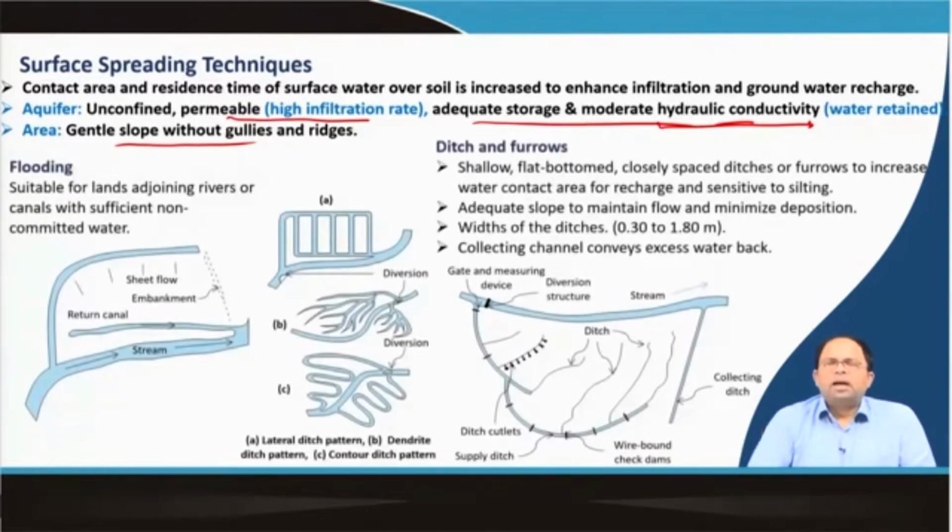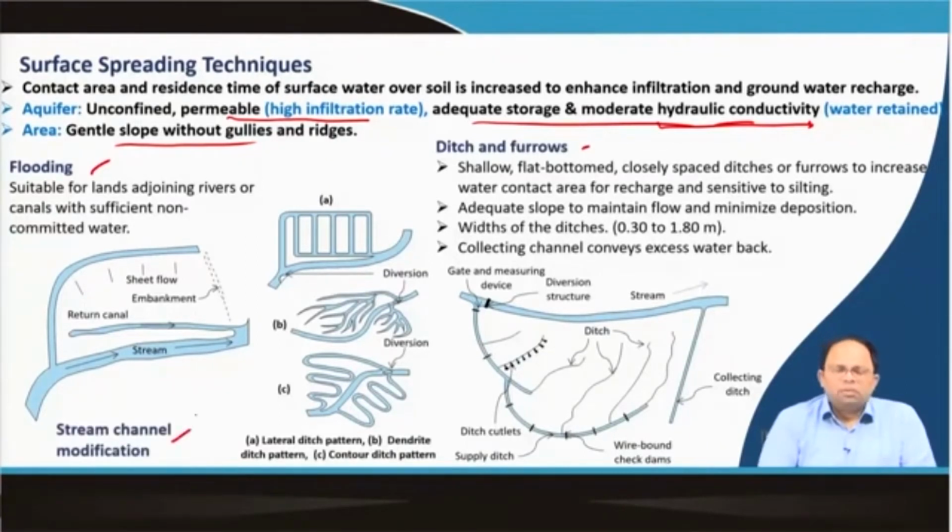So these are some of the techniques. We have the flooding technique, we have ditch and furrows, then we have stream channel modification. These are the three basic techniques that are used when we do surface spreading. For example, flooding is usually suitable for lands beside rivers or canals, where there is a lot of water.